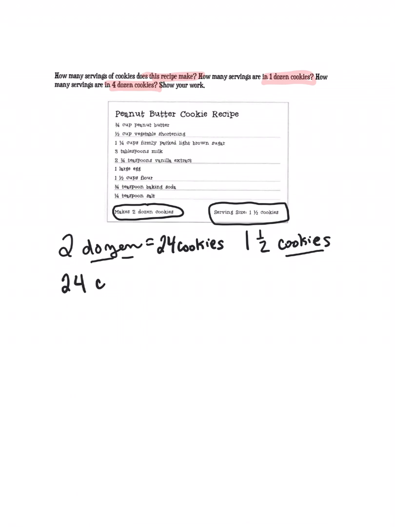Now I can take my 24 cookies and divide it into 1.5 cookie servings. You're probably wondering how to solve this since now we have a mixed number. We're going to need to convert this mixed number to an improper fraction. So I'm going to take my 24 cookies and divide it by 3 halves, because 3 halves is equivalent to 1.5.